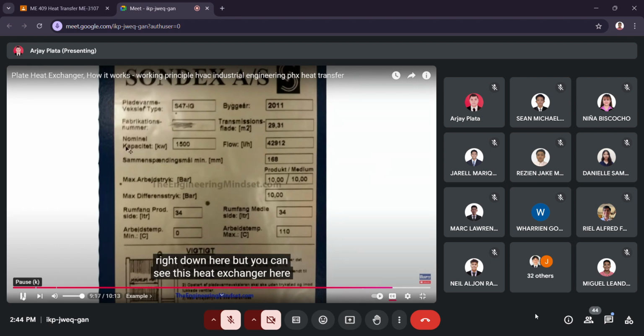Written down here, but you can see this heat exchanger here can provide 1500 kilowatts of thermal energy, and has a transmission area of 29.3 meters squared with a flow rate of almost 43,000 liters per hour. It will also handle up to 100 bar on each side of the plate. So you can see these things are very powerful, and they're very efficient and very compact in how they work.